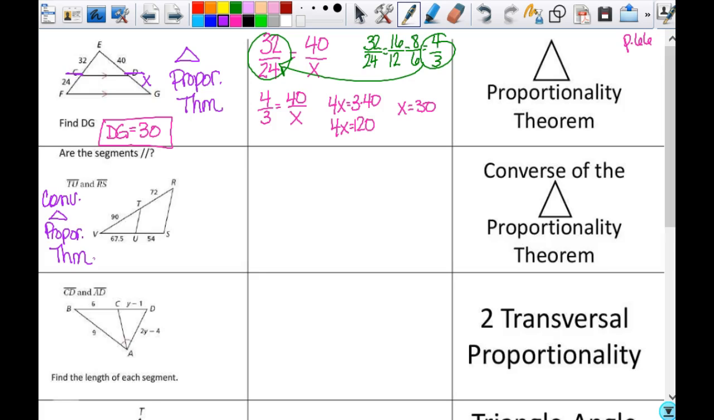So what I want to know is if I have a true proportion. Well, I want to know if these are parallel. So again, I have these already set up. These are where my fractions come from. This is going to give me 67.5 over 54. And then I want to know, is that equal to 90 over 72? Everybody with me?